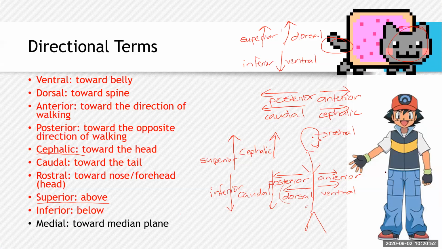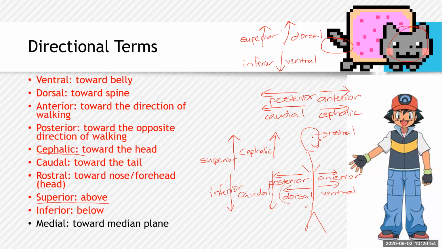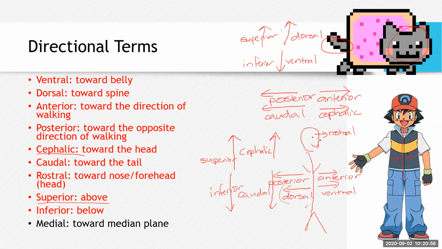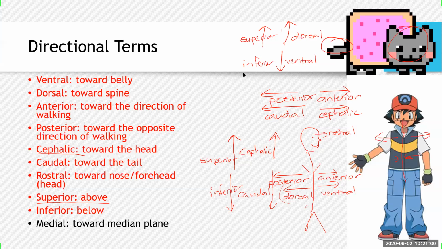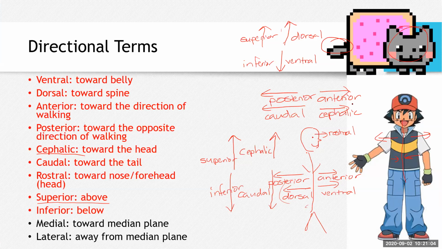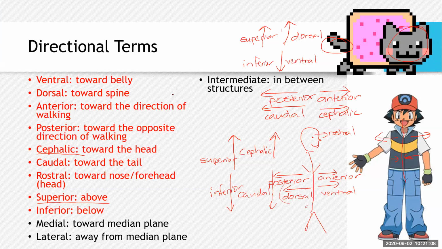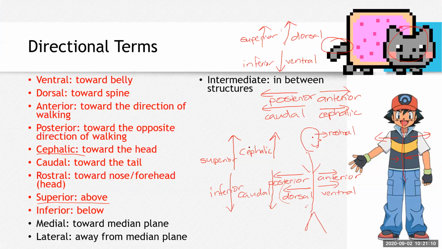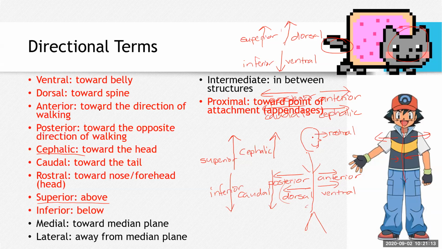Here's another one, medial. Medial is the one that's towards the midline. Okay, that's medial. And the opposite of that is going to be lateral, going away from the midline. Okay, I'm going to go ahead and erase this so we can actually see the next columns here. Okay, intermediate means between the structures.